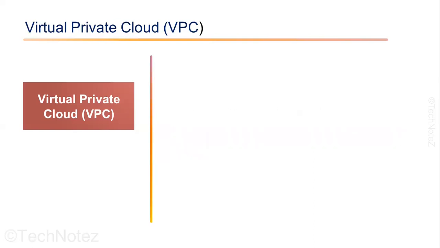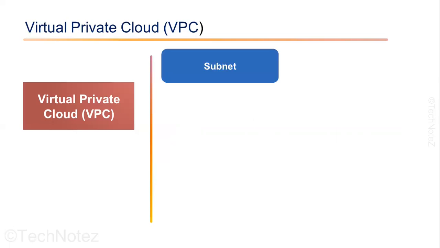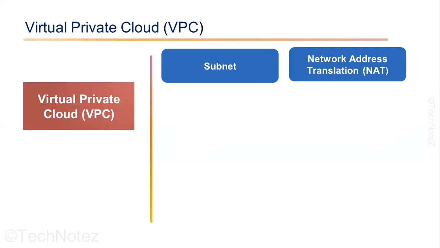There are multiple core components in a VPC that help you to create the private network in the AWS cloud. Subnets. A VPC is divided into one or more subnets. You can launch resources such as EC2 instances into a subnet. Network address translation. VPC enables the instances in a private subnet to connect to the internet or other AWS services using NAT services.